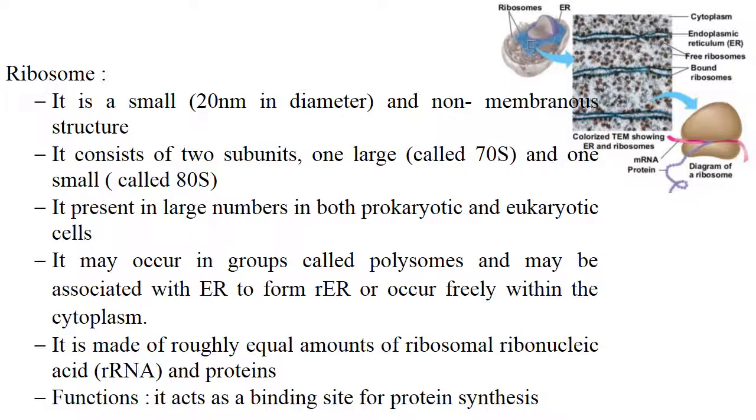Ribosomes. A small, 20 nm in diameter, non-membranous structure, containing two subunits. One is large 70S and the other small 80S. It is present in large numbers in both prokaryotes and eukaryotes, may occur in groups called polysomes, and may be associated with endoplasmic reticulum to form rough endoplasmic reticulum or occur freely within the cytoplasm. It is made up of roughly equal amounts of ribosomal ribonucleic acid, that is RNA, and proteins. Function: it acts as a binding site for protein synthesis.